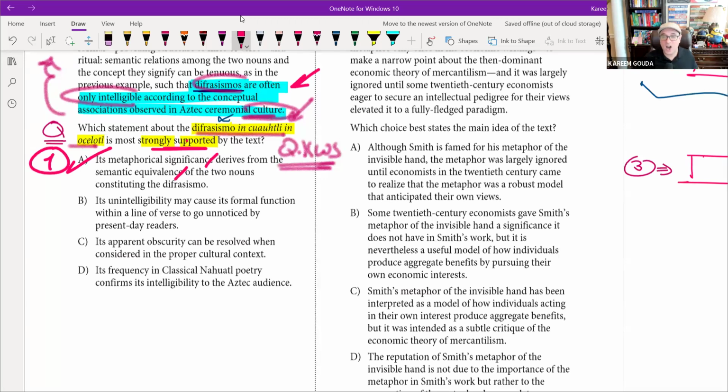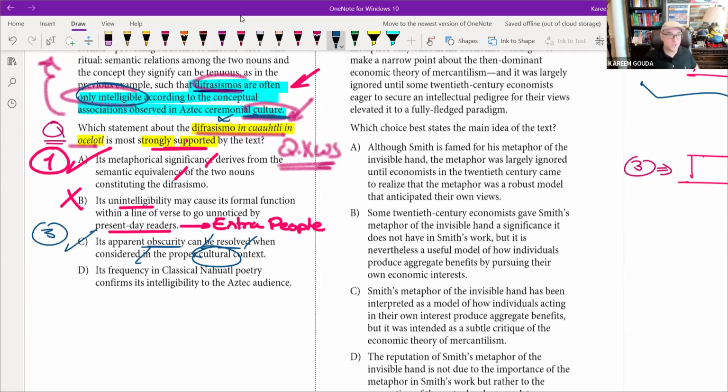B: Its unintelligibility may cause its formal function within a line of verse to go unnoticed by present-day readers. Wrong, and present-day readers right here is something we call extra people skill. We were not talking about present-day readers, so B is wrong. C: Its apparent obscurity can be resolved, so it will not be obscure, resolving the obscurity, so intelligible, that works. Considered in the proper cultural context, culture right here. So this is the third part, so C works as well.